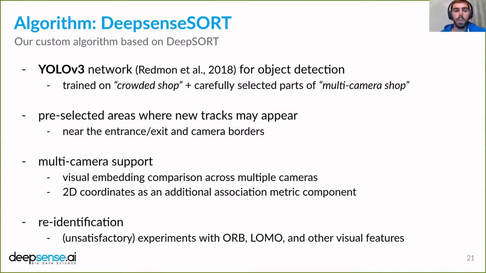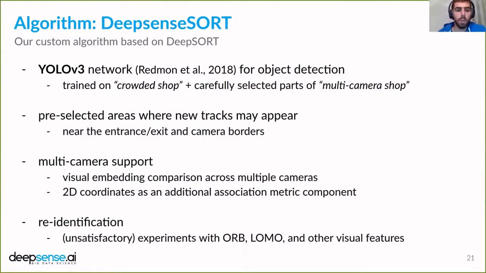We also added some more features to DeepSense-Sort. We added the possibility to predefine areas in each camera, for each camera, where new tracks may appear, because without this feature, we were noticing a lot of false positive new tracks being initialized out of nowhere, in the middle of the shop. So we only wanted to let them appear next to the entrance or exit or by the camera borders.